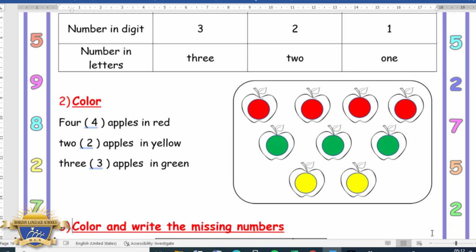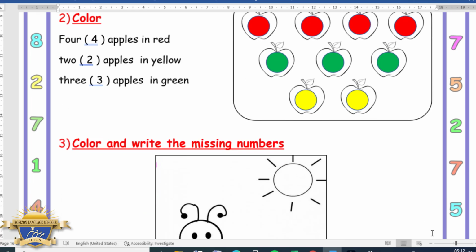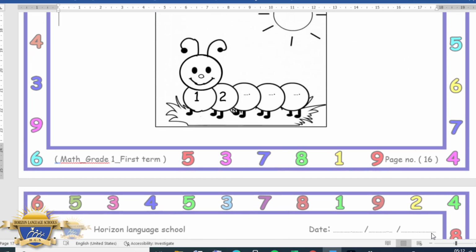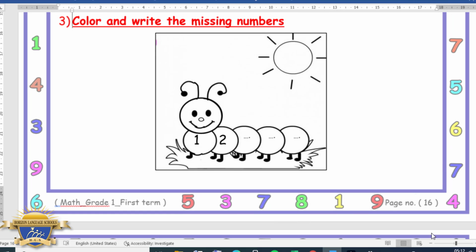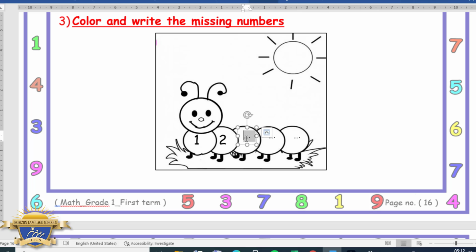Let's continue. Color and write the missing numbers. I will write the missing numbers and let's see. 1, 2. What comes after 2? Can I hear you say it? 3. Yes.